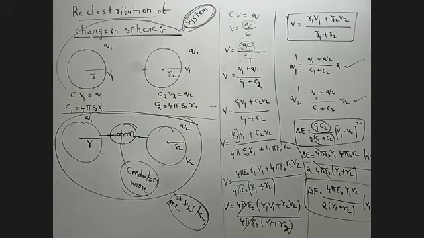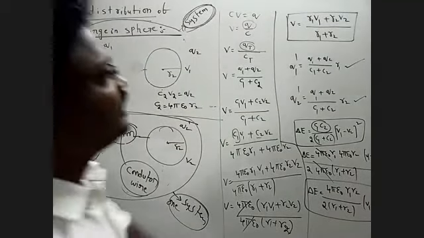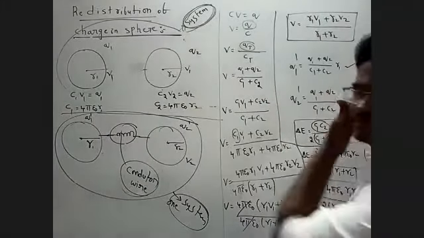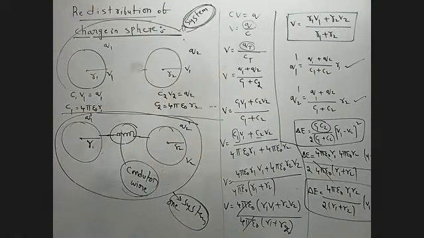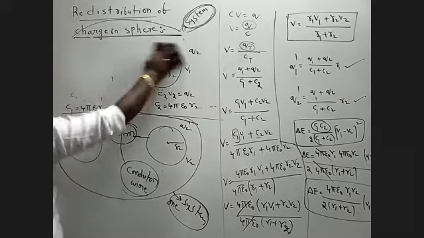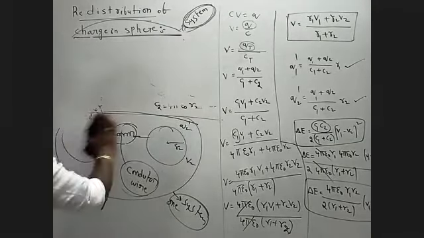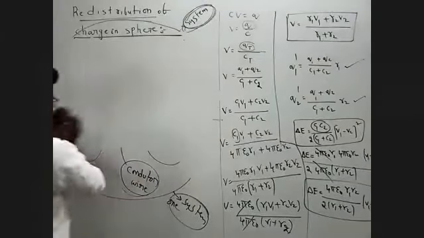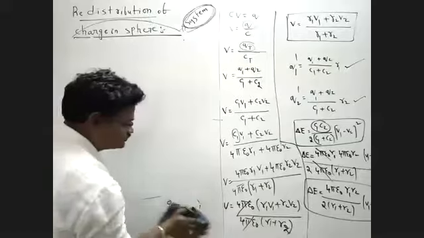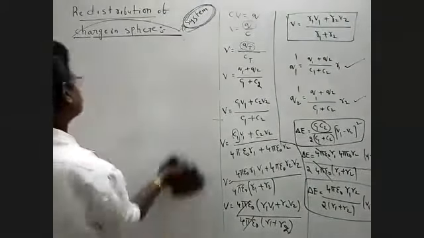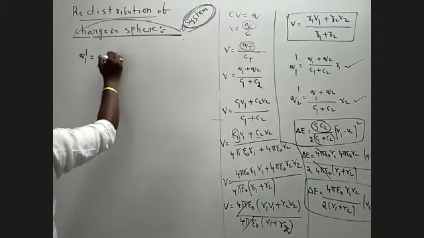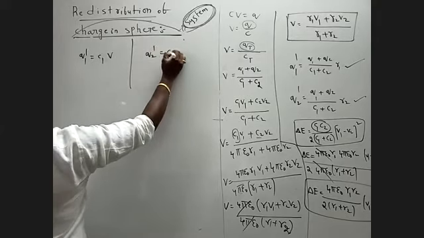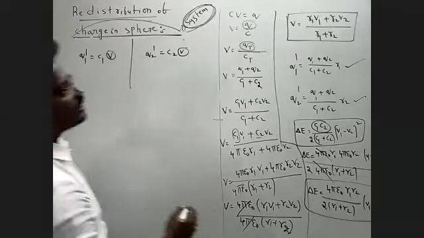So what are Q1 dash and Q2 dash? I have to find out the Q1 dash and Q2 dash values. Q1 dash is equal to C1 V, and Q2 dash is equal to C2 V, where V means the common potential.